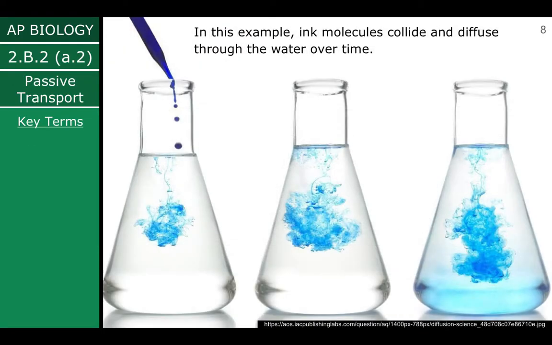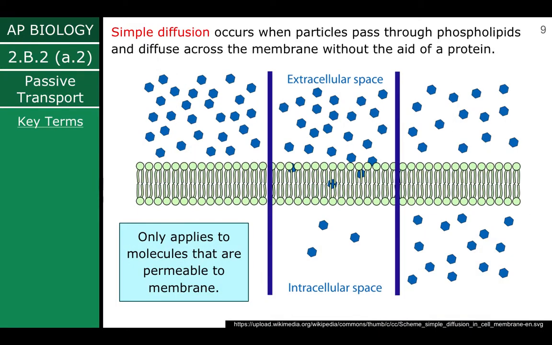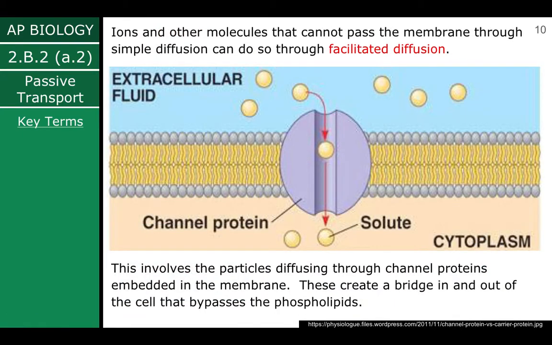Here's another example. Another thing we have is called simple diffusion. Simple diffusion occurs when particles pass through phospholipids and diffuse across the membrane without the aid of a protein. So it is only applicable to molecules that are permeable to the membrane. So right here we have simple diffusion because things are going straight through the membrane, still from an area of high concentration to low concentration.